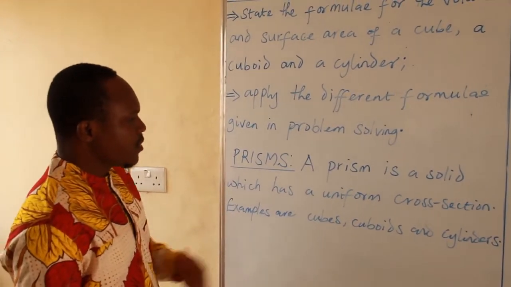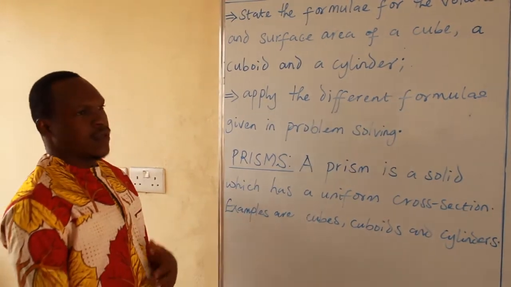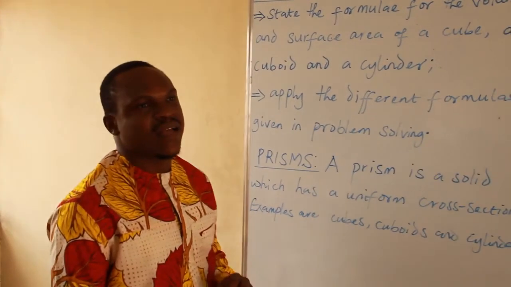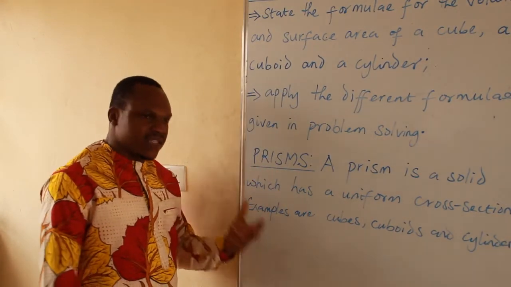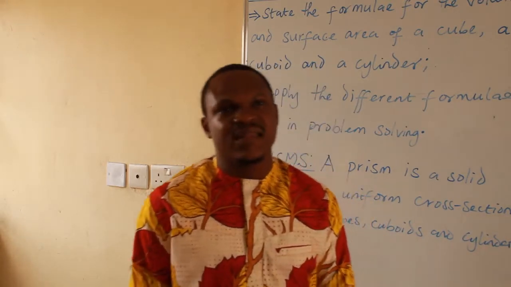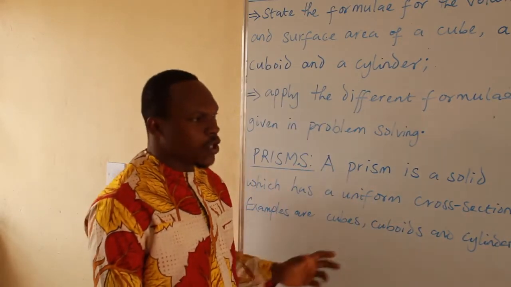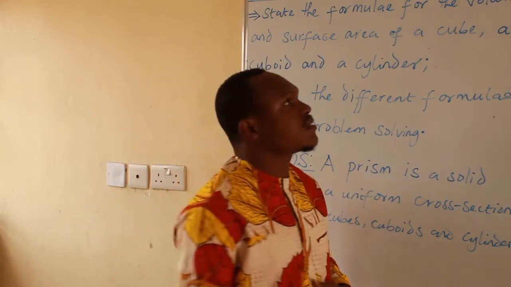A prism is a solid which has a uniform cross-section. Examples of prisms are cubes, cuboids, and cylinders. Those are the three we'll be working on for today's class. So we'll just jump right into the class.